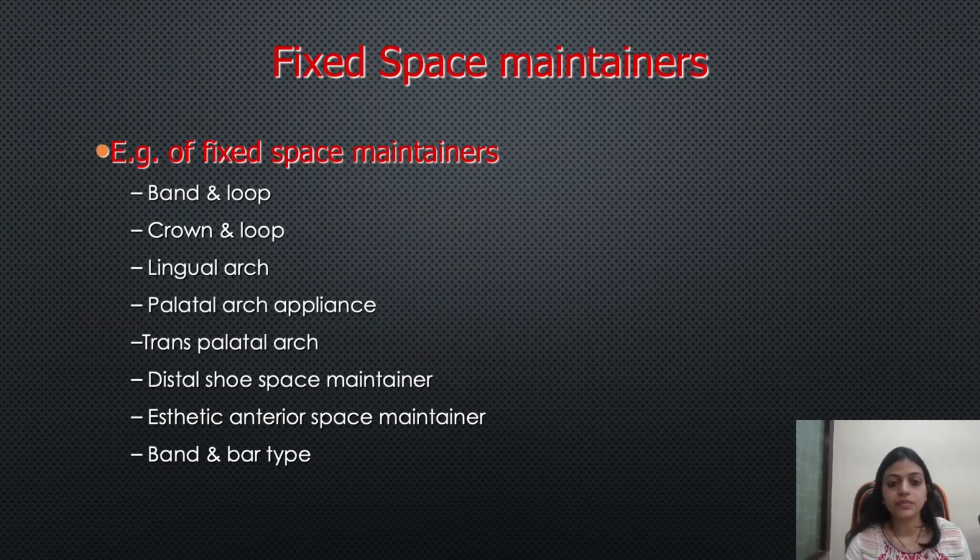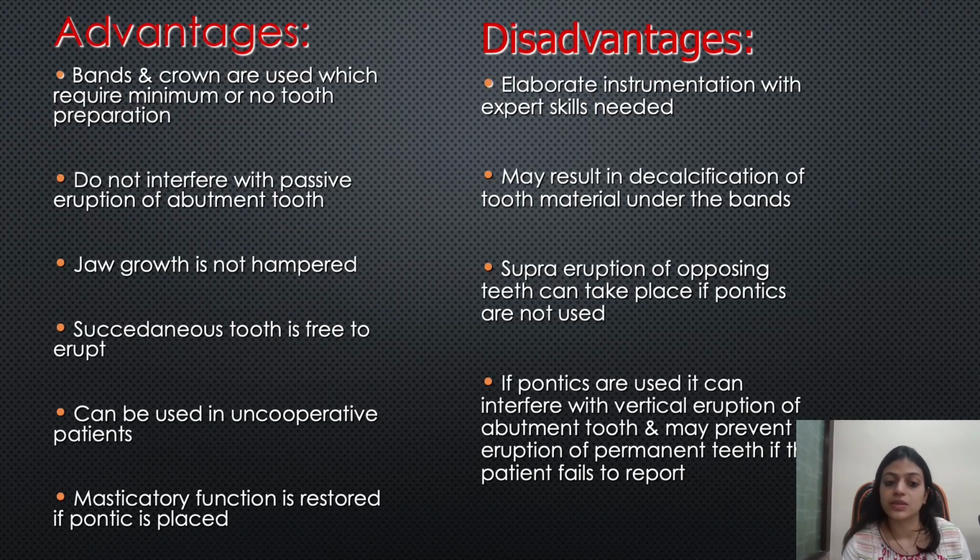Okay. Then comes fixed space maintainers. There are so many fixed space maintainers like band and loop, crown and loop, lingual arch, palatal arch appliances, Nance palatal arch, transpalatal arch, distal shoe maintainer, then aesthetic anterior space maintainer, band and bar type. All these are the examples of fixed space maintainers. Okay, so there are certain advantages and disadvantages.